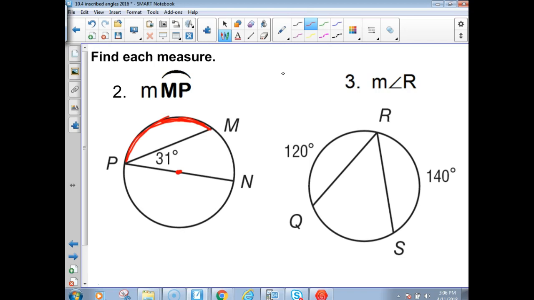Now, MN is double the angle because that's the inscribed angle that intercepts arc MN. So this would be 62 degrees, MN. Now we're going to get PM by doing the fact that PN is a diameter. That's a semicircle. So arc M to P is going to be 180 minus 62. So it's 118 degrees.